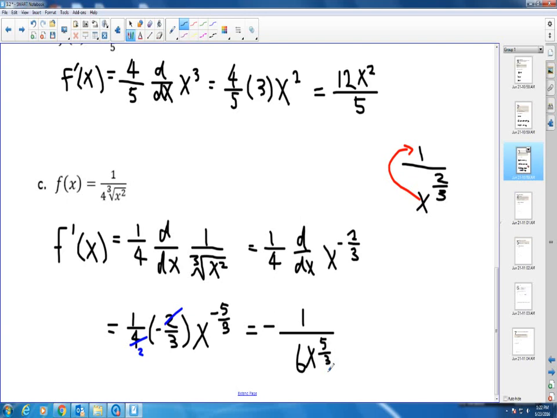Okay, so this is a little bit of simplifying as well, but what this objective wants you to do, or what this rule wants you to do, is factor out the constant to the outside. Okay, that makes the rest of the function a little bit easier to take a derivative of.